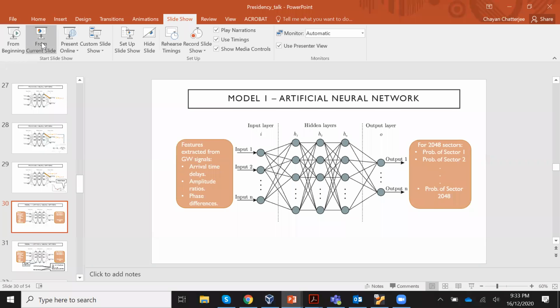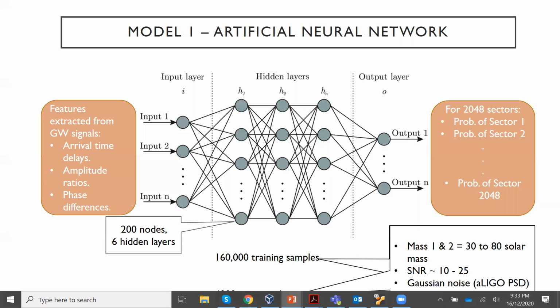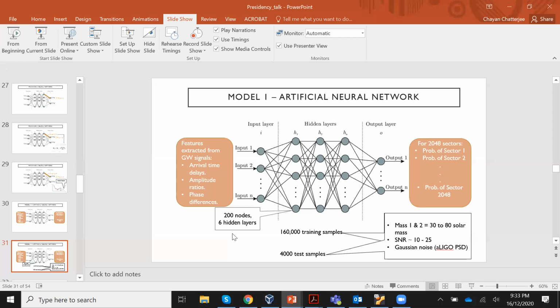So this is the neural network model that I use. I have in my input features the arrival time delays, amplitude ratios, and phase differences, which I extract from simulated gravitational wave signals. And in the output, I have a probability distribution. So for 2048 sectors, I have 2048 probabilities, which correspond to the probability of a gravitational wave coming from that sector in the sky. And this is the architecture of my model. So I have 200 nodes in each layer, and I have about 6 hidden layers.